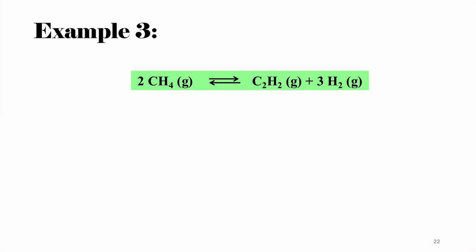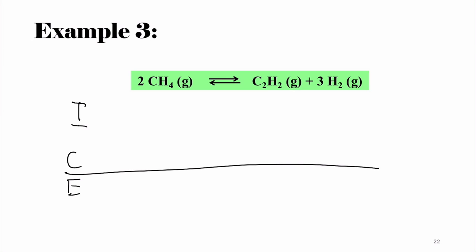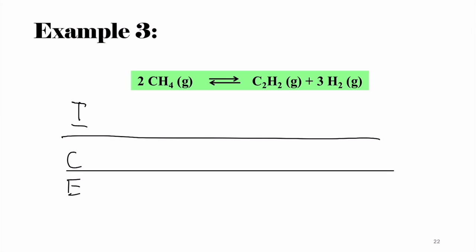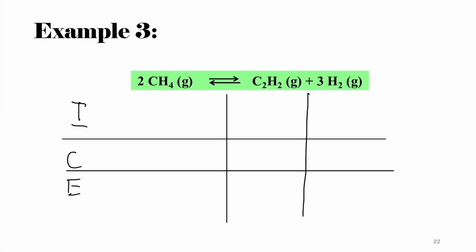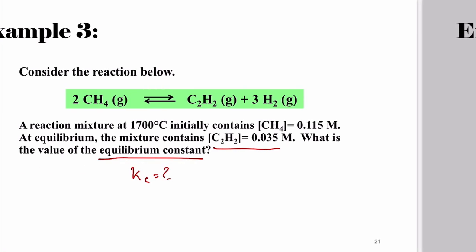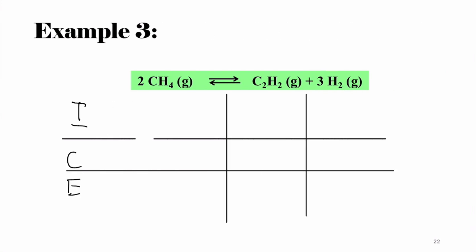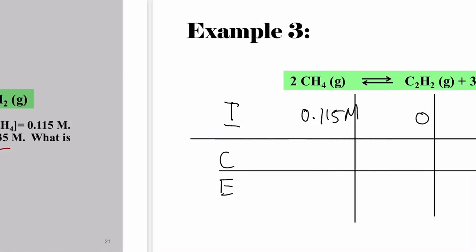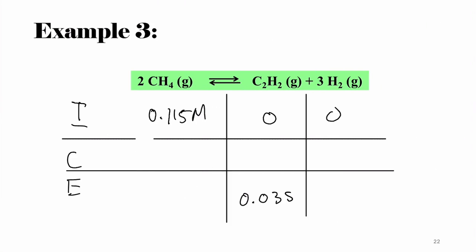Okay, so I'll start filling in the ice table. So hopefully we were able to get this far. We get 0.115 molar of our reactant, 0, then we had 0.035 of our ethyne.